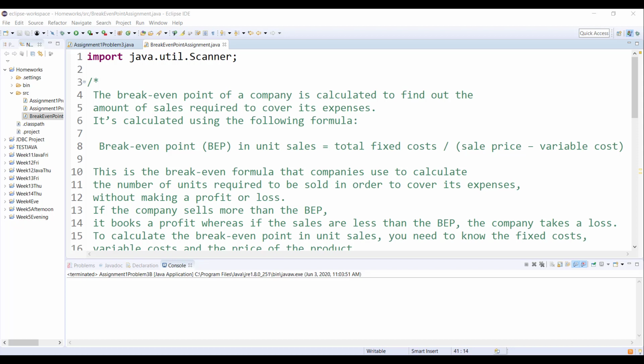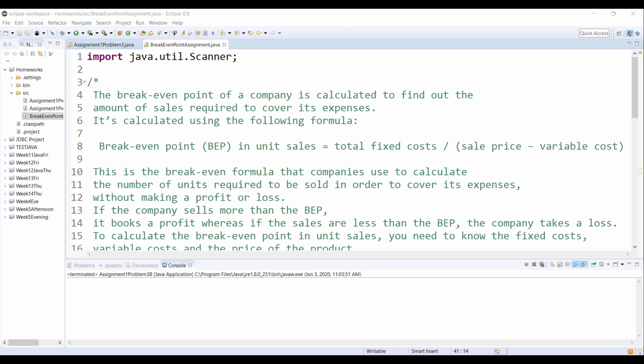I've given you some description right at the beginning of this problem that the break-even point of a company is calculated to find out the amount of sales required to cover its expenses, and is calculated using the formula where break-even point in unit sales equals the total fixed cost divided by the difference of sale price and the variable cost. So the main idea is that the company uses this to calculate the number of units required to be sold in order to cover its expenses.